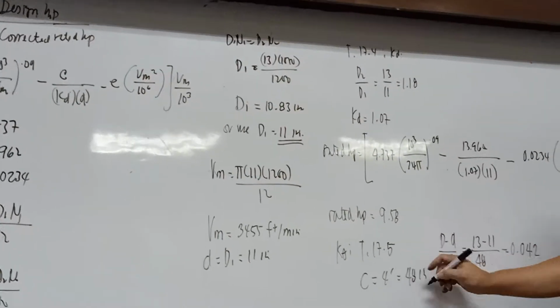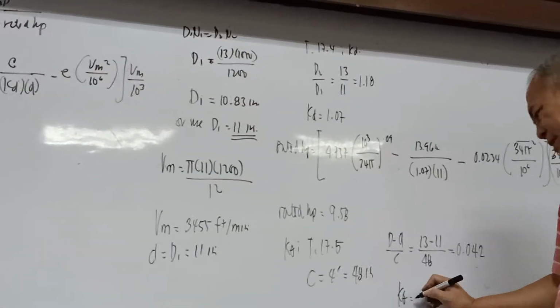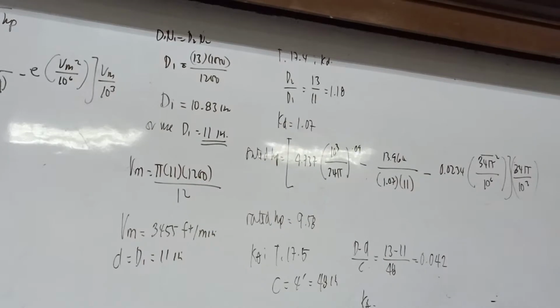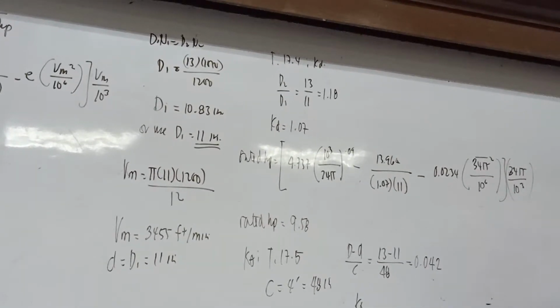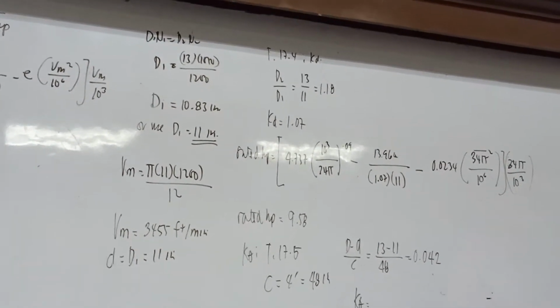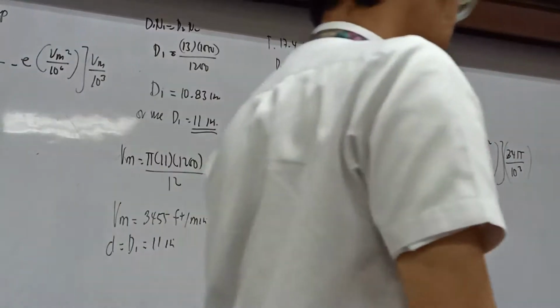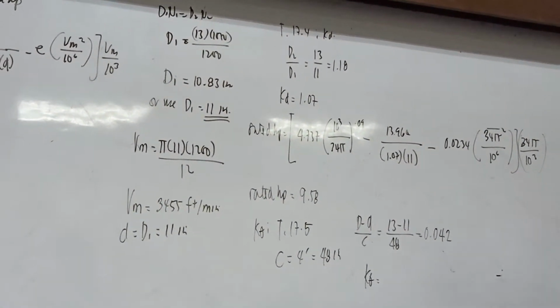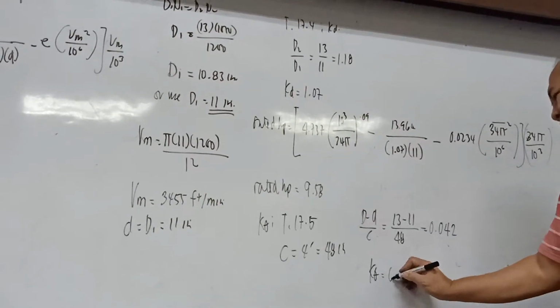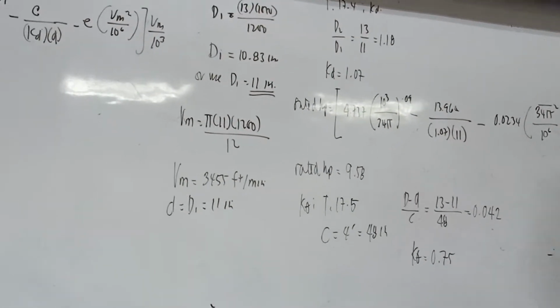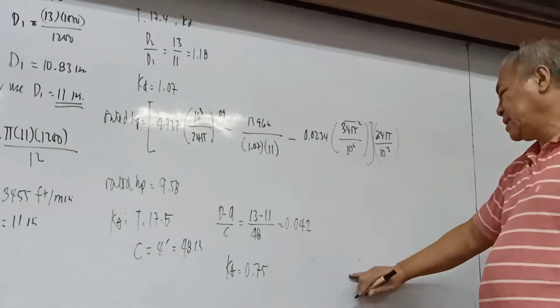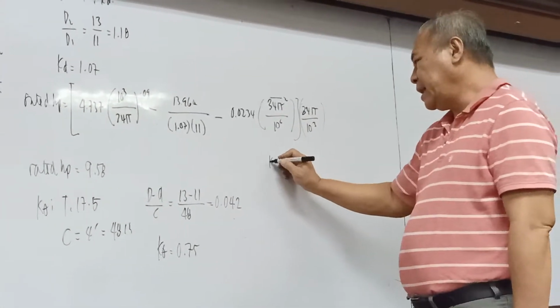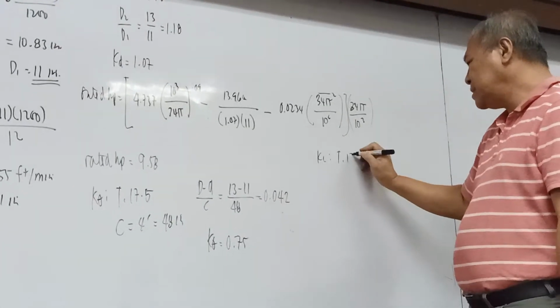Therefore, table 17.5 K theta is V flat. Oh, V flat lang. Pinakamalapit lang. 0.75. Alright, so punta ngayon tayo dun sa KL. So, table 17.6.